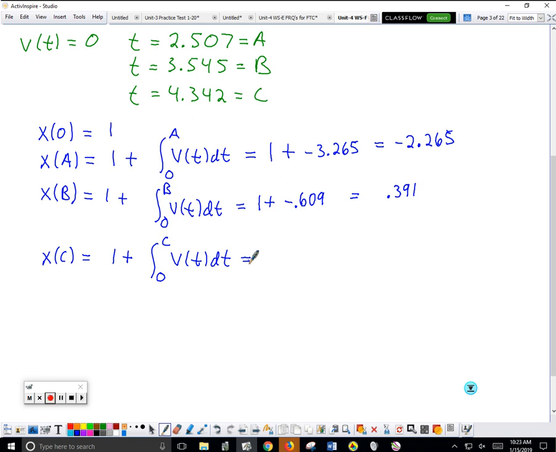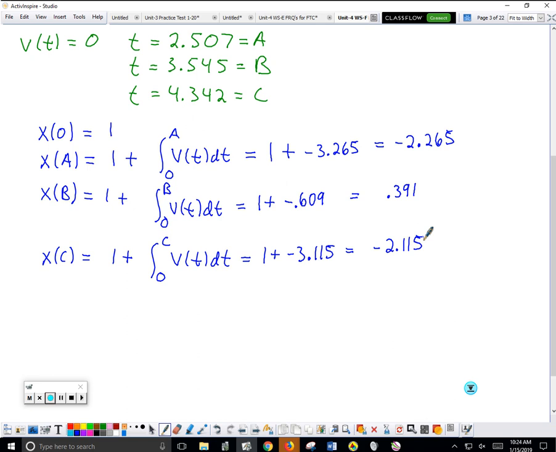Somebody have that integral? Negative. Let's go, Maddie. Negative 3.115. So 1 plus negative 3.115. 4 points for Maddie. So this would be negative 2.115.